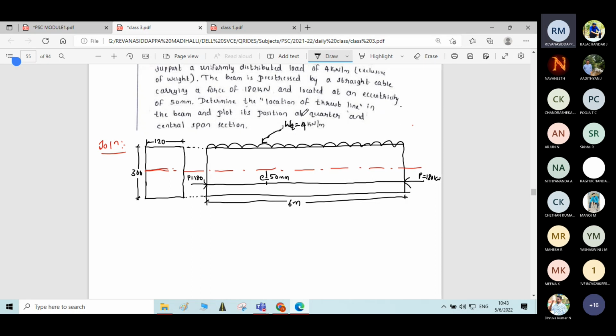Now, what is the question? Determine the location of thrust line in the beam and plot its position at quarter and central span section. Okay, we have to find the location of the thrust line. Let me write all the given data. P is equal to 180 kilonewton.